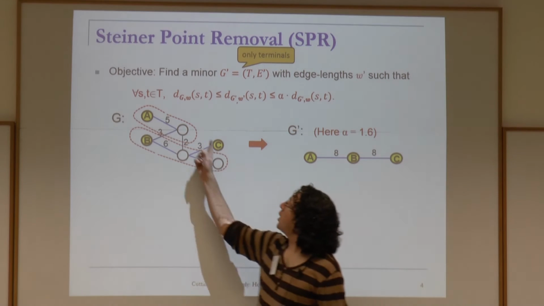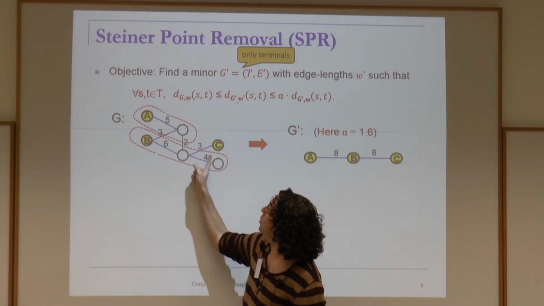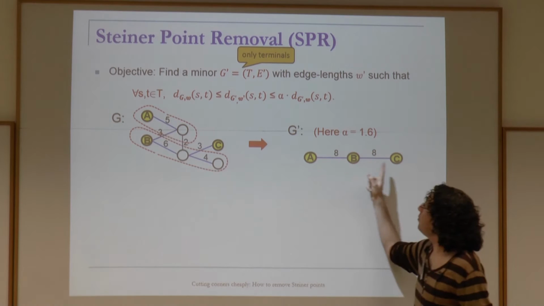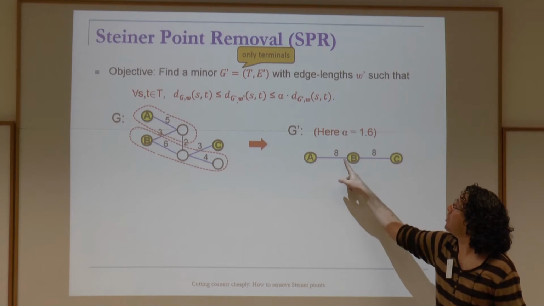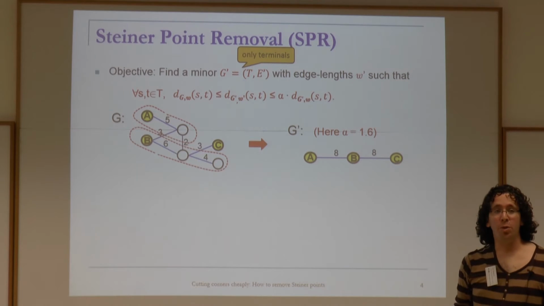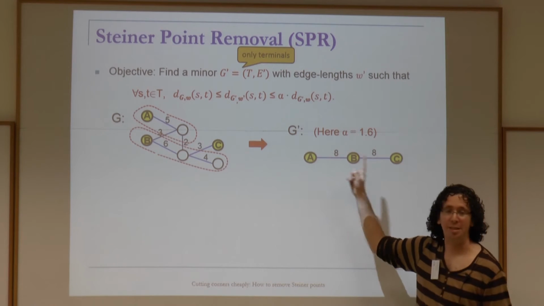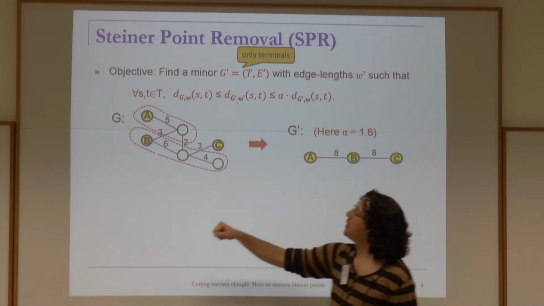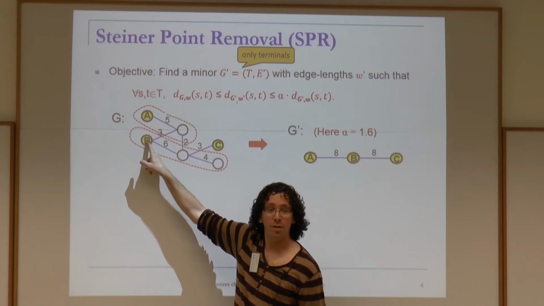So what happens if we contract this set to a new node and this set? We get this graph. We can reweight the edges. So we weighted this edge 8 and this edge also 8. And why do we do this? Why do we have to? We can't do less than 8, because the original distance from A to B is 8 in the original graph.